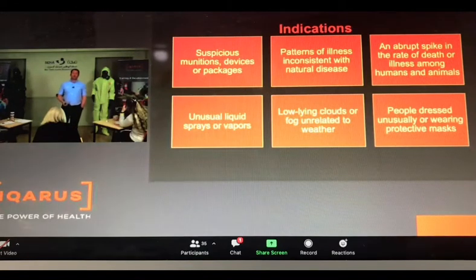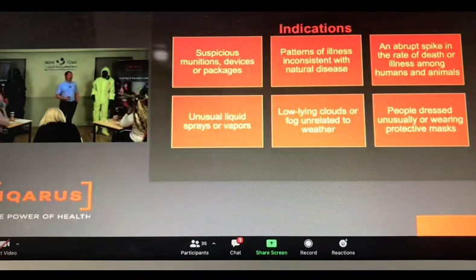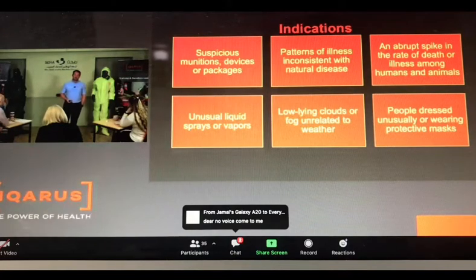You may see people dressed unusually or wearing protective masks. When we talk about unusual dress, this is people wearing lots of heavy set clothing during a summer period. It doesn't fit the norm. And when we talk about masks, it's not the surgical type masks that we're seeing people wear now. It's the type of mask you see behind me. They're specifically designed to protect against CBRN agents.